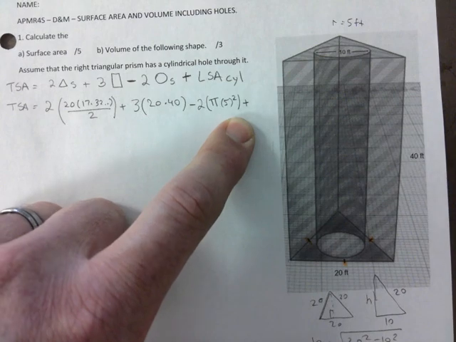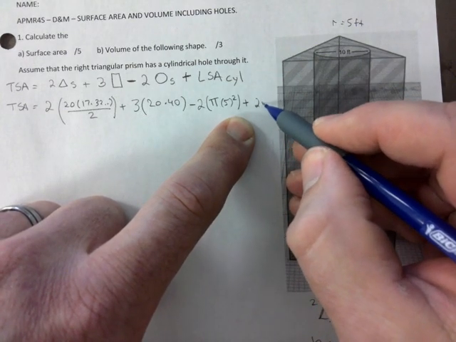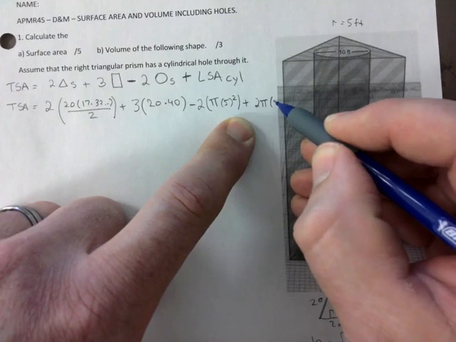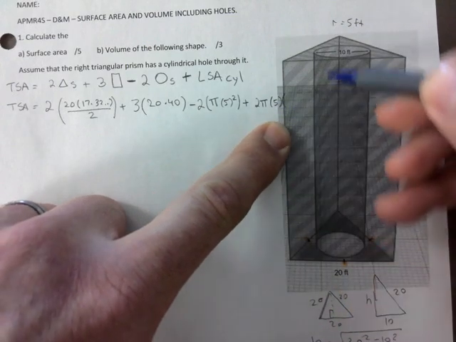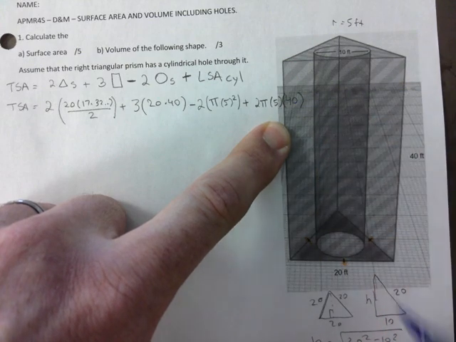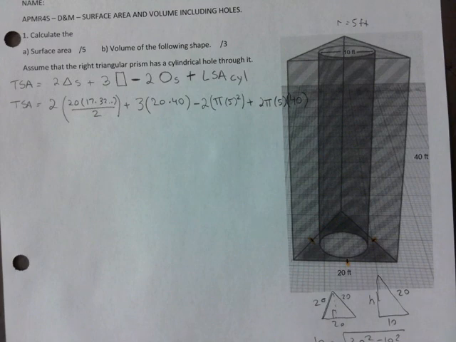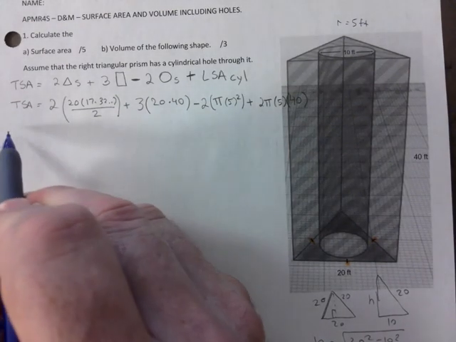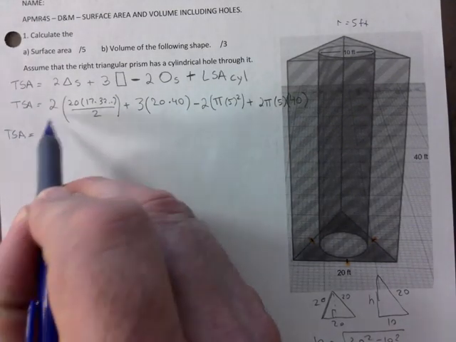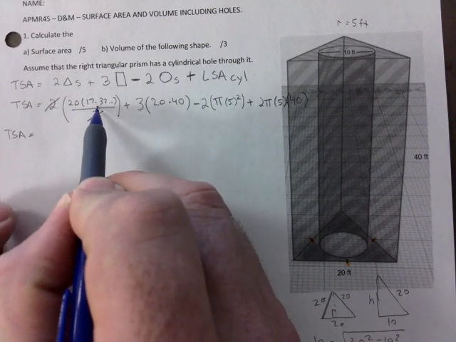plus the lateral surface area of that cylinder. So that would be 2 pi r h, which is 40. Sorry, it's not perfect, but I think you can still see it, right? So that would be the whole thing. So let's do some simplifying and canceling out here. This 2 can go with that 2, really. So it's just 20 times that.